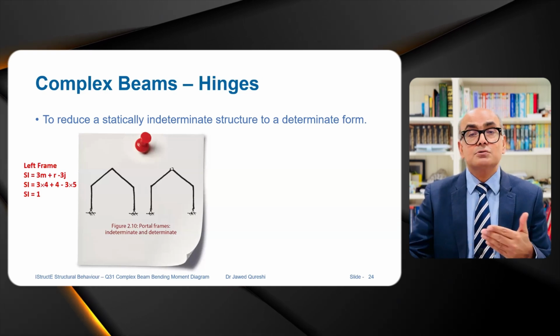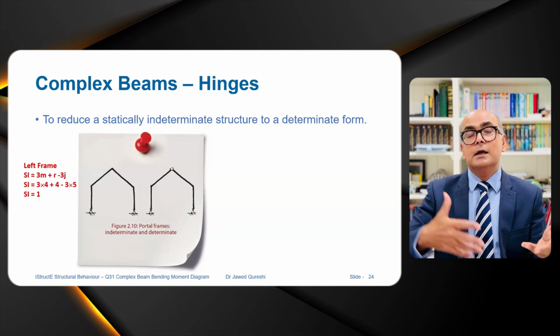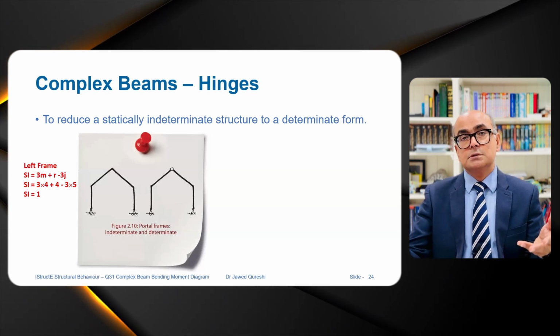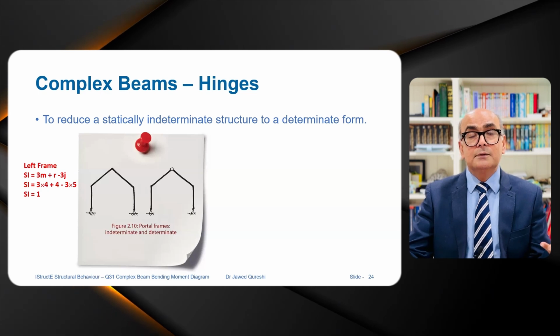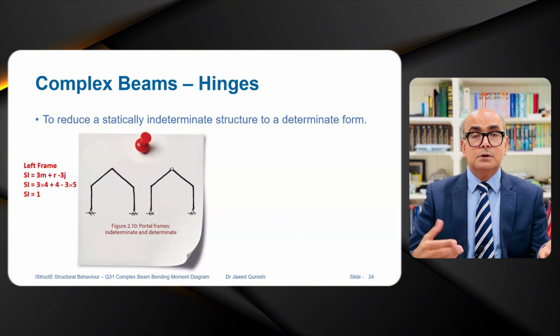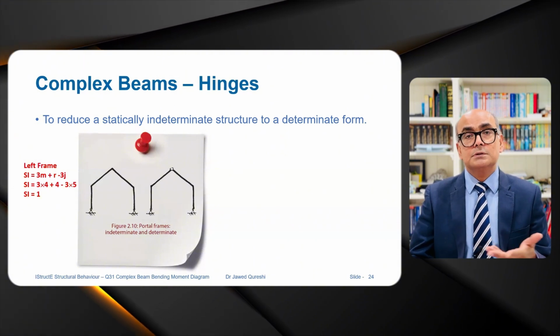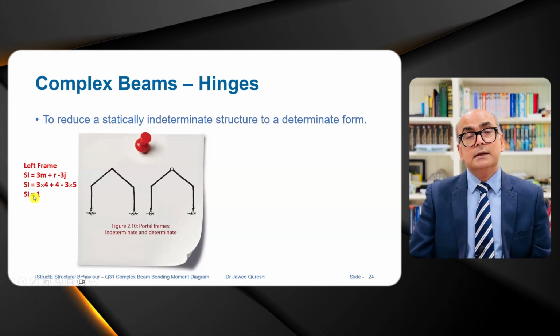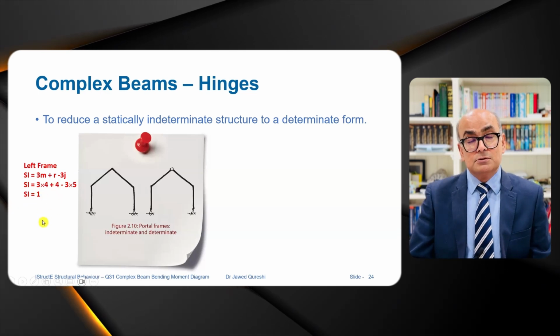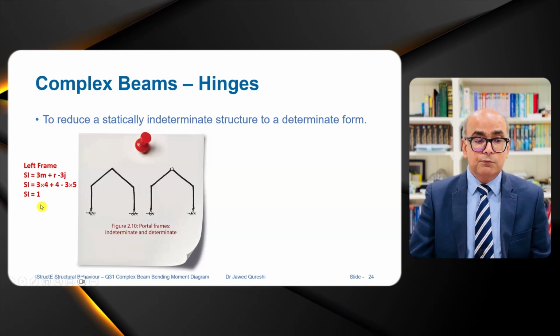So stiffness does not really matter. If you have one member which is really very heavy and one other member which is skinny or thin, they will take the same loading because it's controlled by geometry, how they are connected. While here, in case of an indeterminate structure, heavier members will take larger forces.